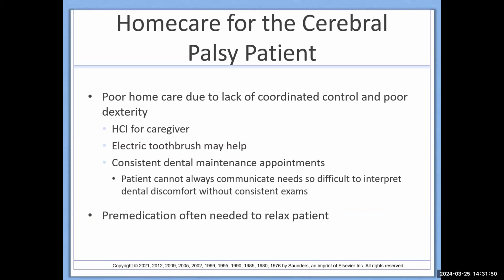So, they may have poor home care on their part because they don't have good dexterity. So, you often have to give home care instruction or HCI for a caregiver so that they can help. An electric toothbrush may help because it doesn't involve moving the toothbrush as much. But no matter what, we have to have consistent dental maintenance appointments. Patients can't always communicate their needs, so it's difficult to interpret dental discomfort. It's hard for them to communicate. Pre-medication may also be needed to relax the patient.